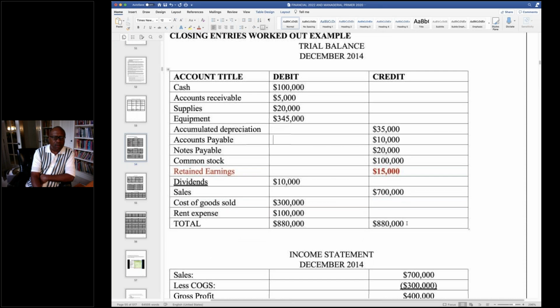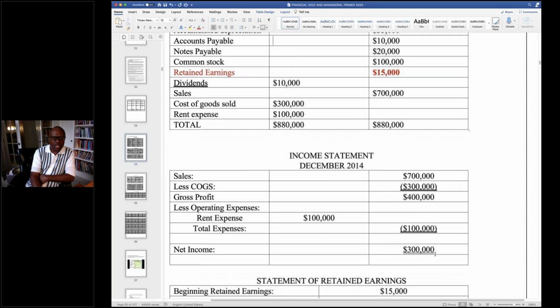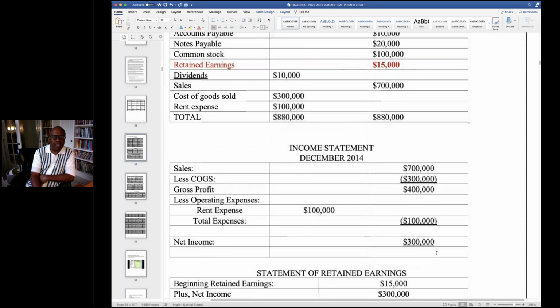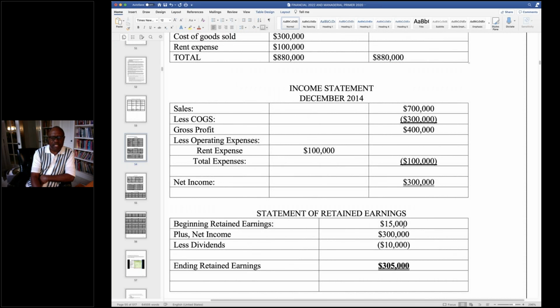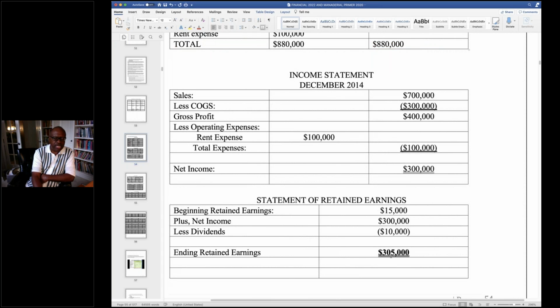Okay. So first of all, we prepare an income statement. Revenue less cost of goods sold, gross profit, less rent expense. So cost of goods sold is just another expense, but since it's the cost of the sales, we put it up here. Then these are operating expenses, net income. Then we do our statement of retained earnings. Notice that we had a beginning balance of $15,000 in the retained earnings. We add the net income, we bring it down and add it. We subtract out the dividends, and this gives us our ending retained earnings.